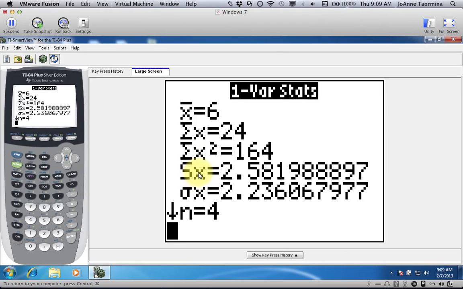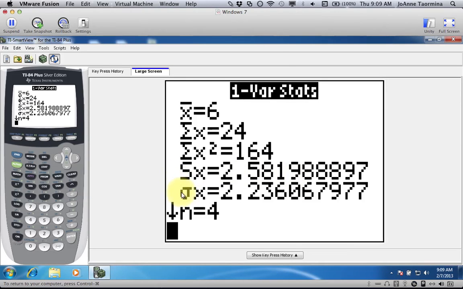Capital S x is the calculator's way of denoting the sample standard deviation. When we write this on paper, we use a lowercase s. The calculator's notation is capital Sx. It gives 2.5819888897. And if we round this to the 4 decimal places that we're going to be using for convention, it's 2.5820, which is exactly what we got when we did this by hand.